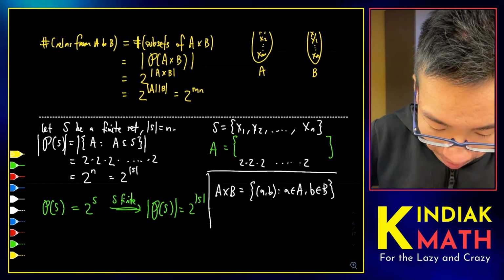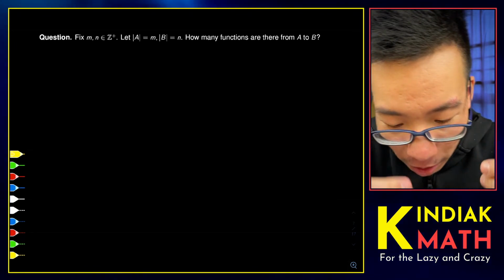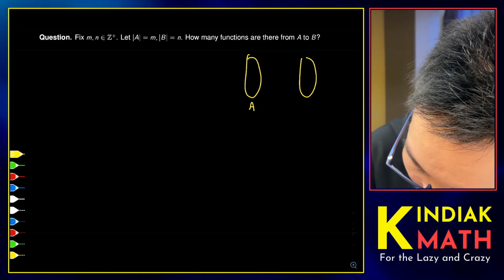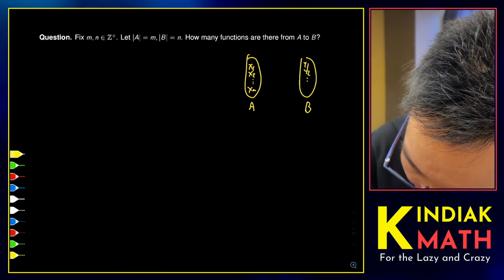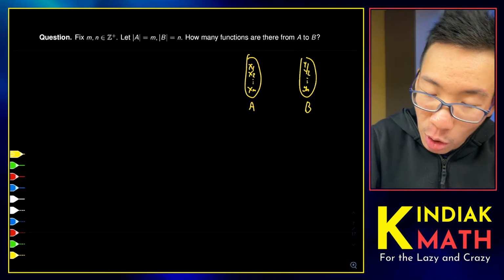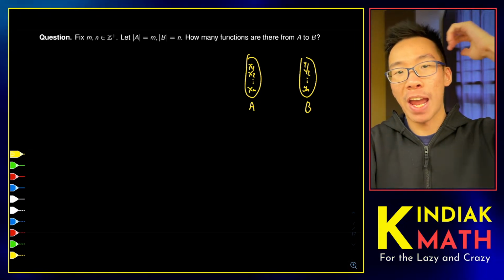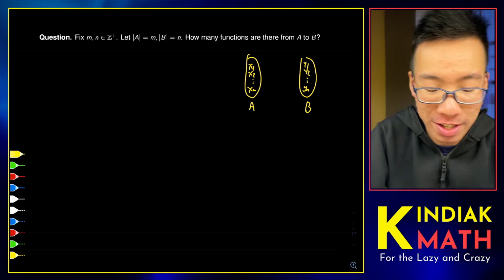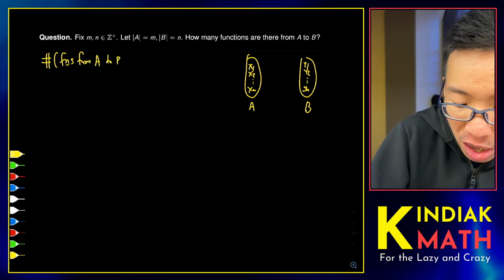Now we are going to ask another question. We previously asked about the number of relations from A to B. Now we're going to go one step further. Functions are a special type of relation, where every input has exactly one output. So now the question is, how many functions are there from A to B?